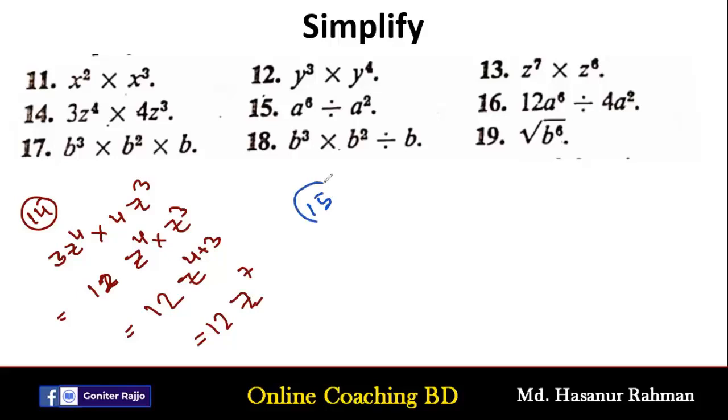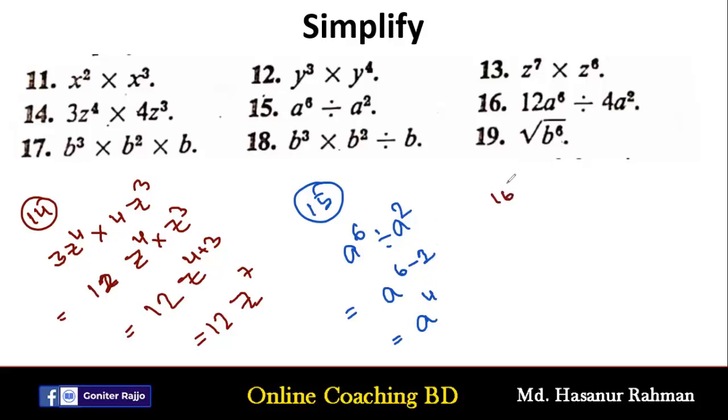Now number 15. Number 15 says a to the power 6 divided by a square. We see the same base and there are two index forms and there is a division sign. Then we have to subtract the power. a to the power 6 minus 2. What is a to the power 6 minus 2? That is a to the power 4. And that will be the answer of number 15.